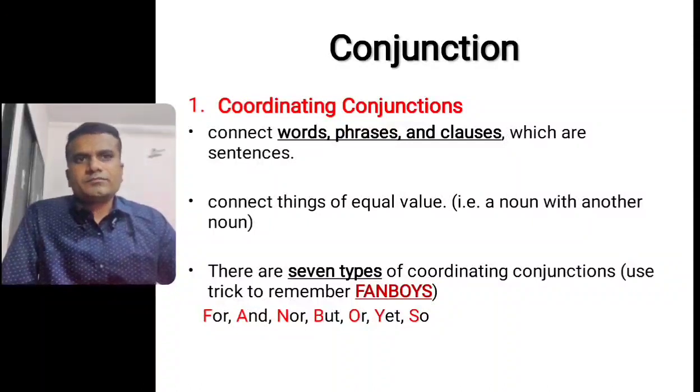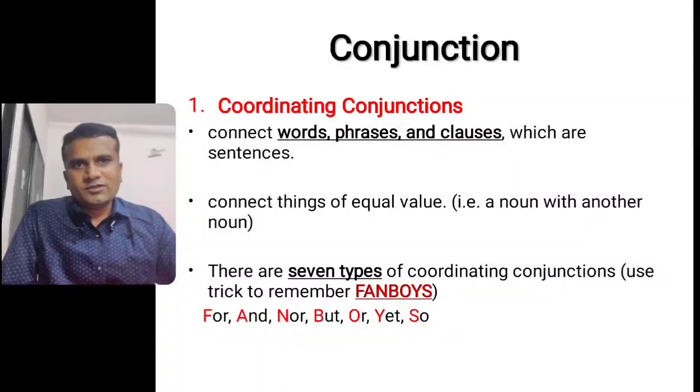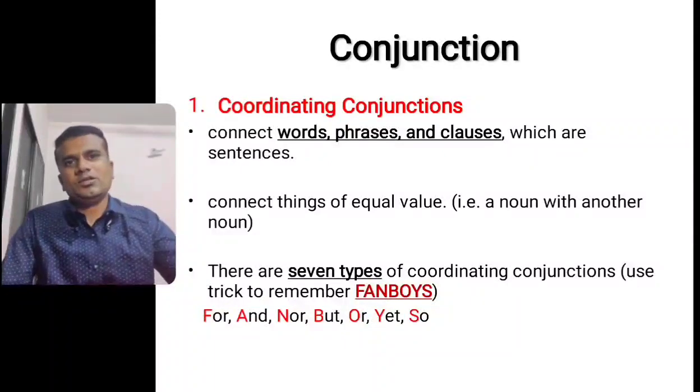You can use a trick to remember these conjunctions. There is one trick, fanboys. If you see the first letter of each conjunction, out of these first letters of these conjunctions, the word fanboys is created, and it is just a trick to remember the coordinating conjunctions. First one is F for for, A for and, N for nor, B for but, O for or, Y for yet, and finally S for so. These are the coordinating conjunctions.